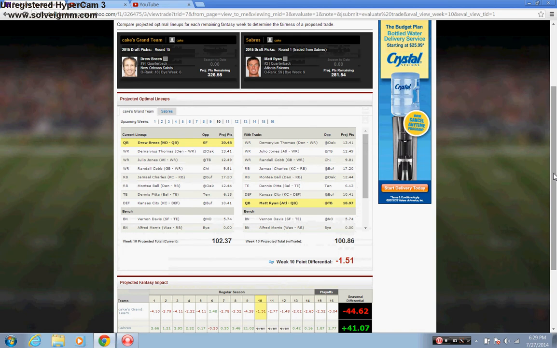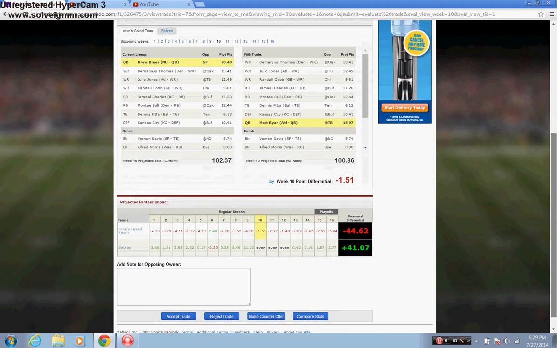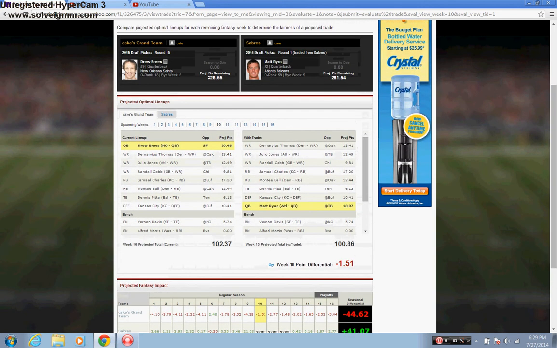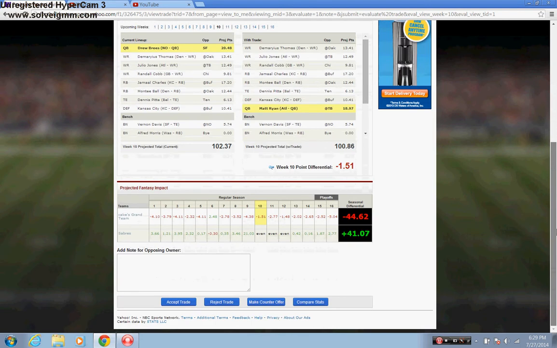Now, the thing you want to remember in this trade and a lot of trades is that there's a draft pick involved. It's not just players. In this case, the guy wants Matt Ryan plus a first round pick to get Drew Brees. So you've got to weigh that into it. Even if you're getting the better player, if you're giving up draft picks, that's a cost.